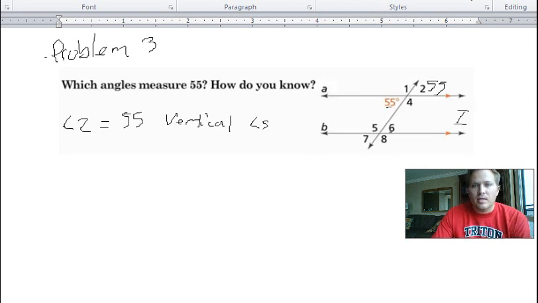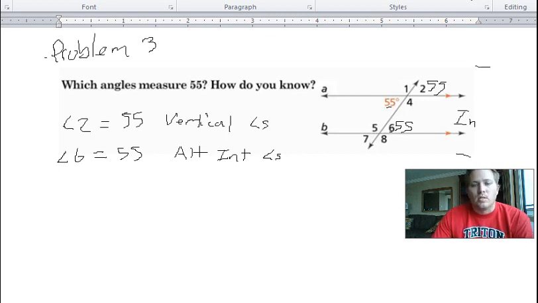Alright, so my next one right here, I see 55 and 6, those are alternate interior. Remember, this is the inside, the interior, and out here would be the exterior. So they're on the inside, and they are on opposite sides of the transversal, which means that they are congruent, they are the same. So angle 6 right here would also equal 55, and they are alternate interior angles.